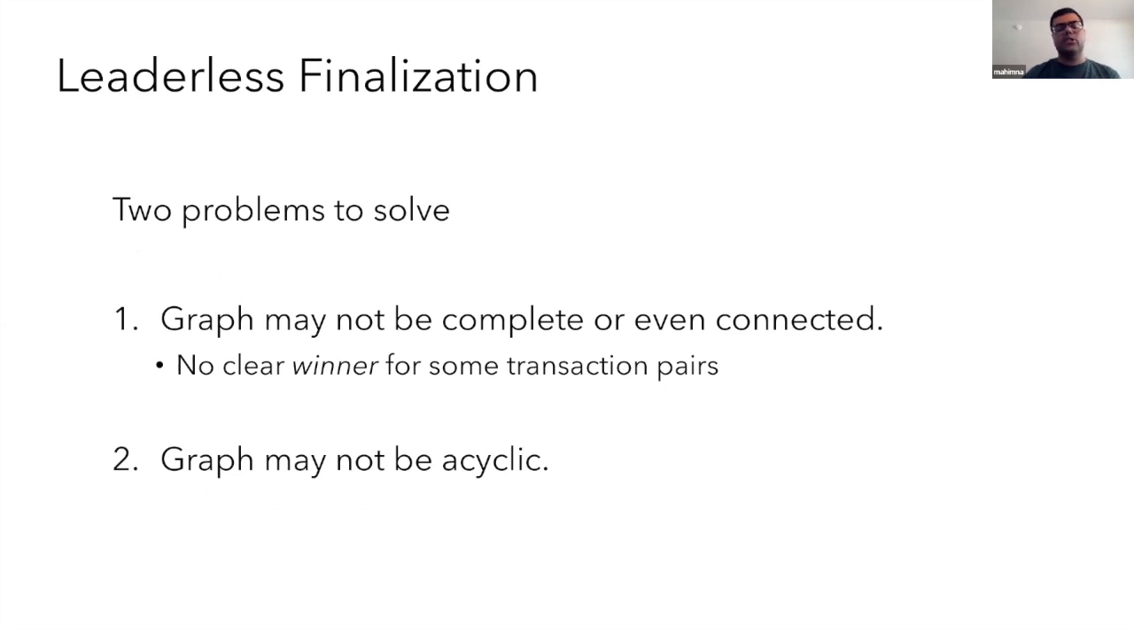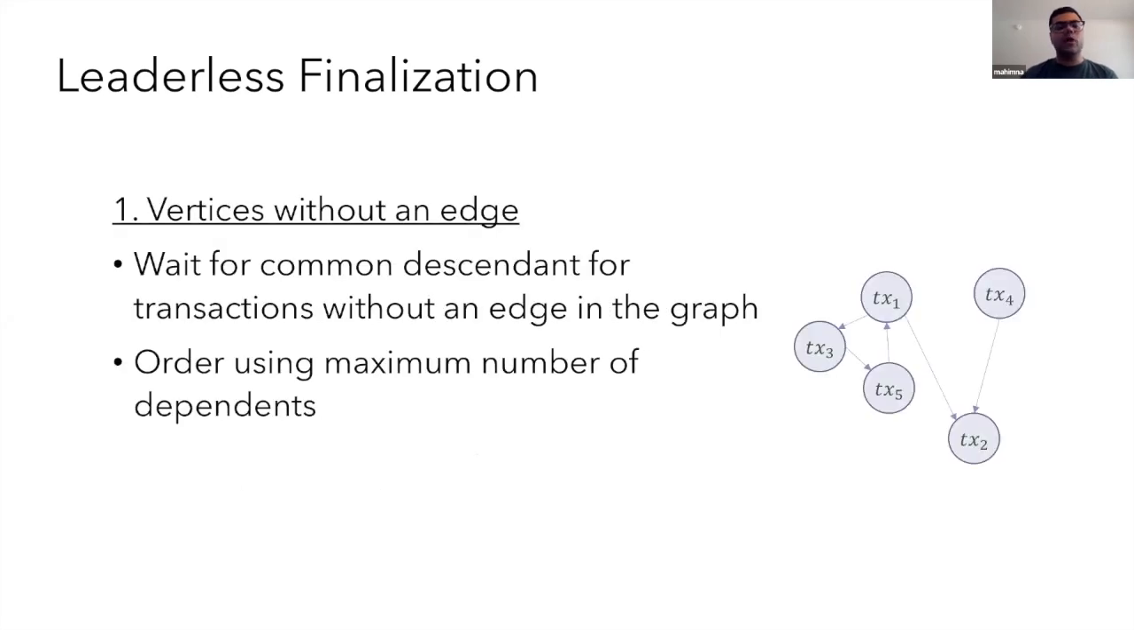There are 2 problems that still need to be solved in this kind of leaderless finalization. The first is that the graph may not yet be complete or connected when there's no clear winner for transaction pairs. And the second problem is that the graph may not be acyclic because of the Condorcet paradox that I mentioned earlier. To solve the first problem, we wait for a common descendant to show for the transactions that are currently without an edge in the graph, and then order using the maximum number of dependents. We can show that this still provides a consistent ordering, because once the common descendant shows, the difference in the number of dependents stays constant.